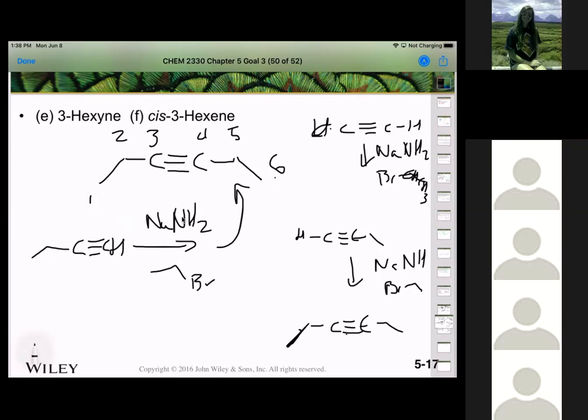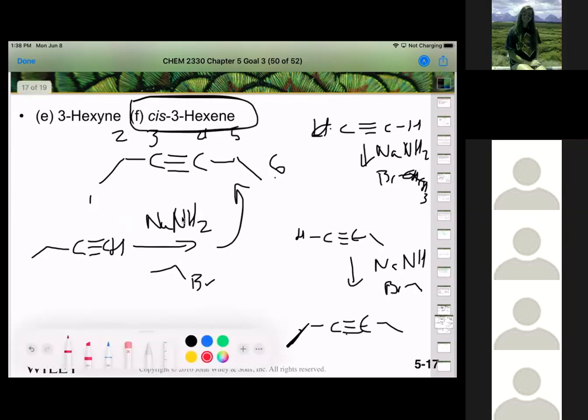And so both of the acidic hydrogens on acetylene have been removed, made into anions, used as nucleophiles to displace bromine to create that new carbon-carbon bond. And then, of course, to make the next product, let's draw the next product.